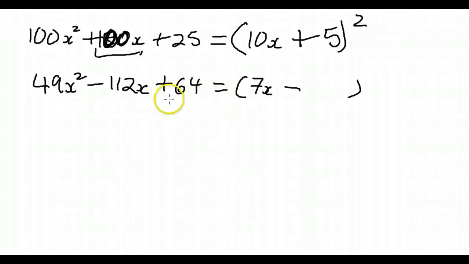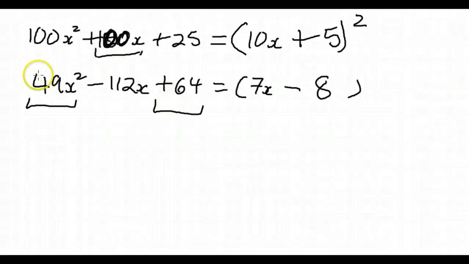7x. Does this have a square root? Note, must be positive. Yes, it does. 8. 7 times 8 is 56. Doubled is 112. So the factorization. So look for perfect squares here and here. Verify by taking square root.